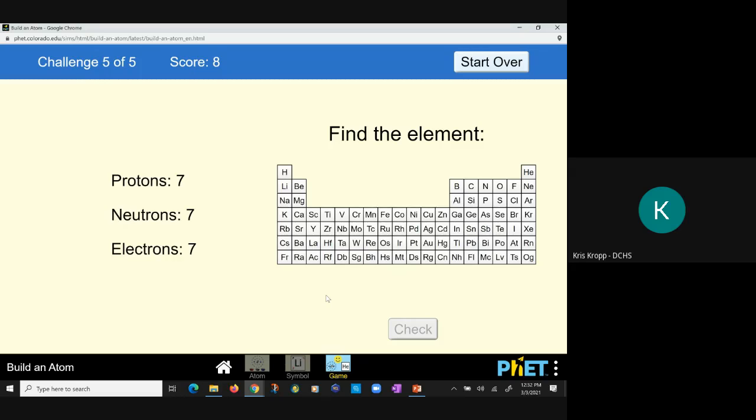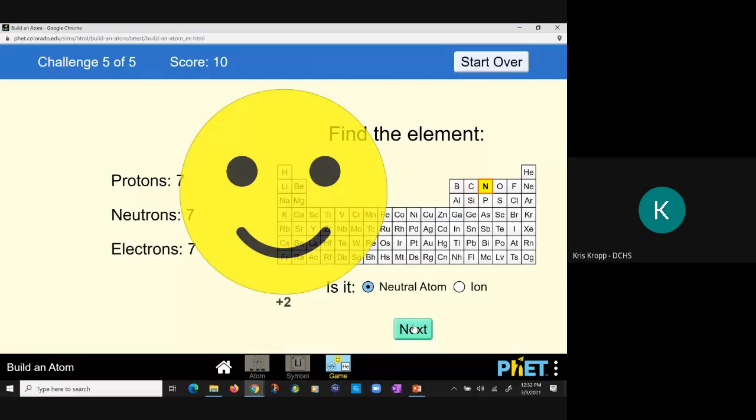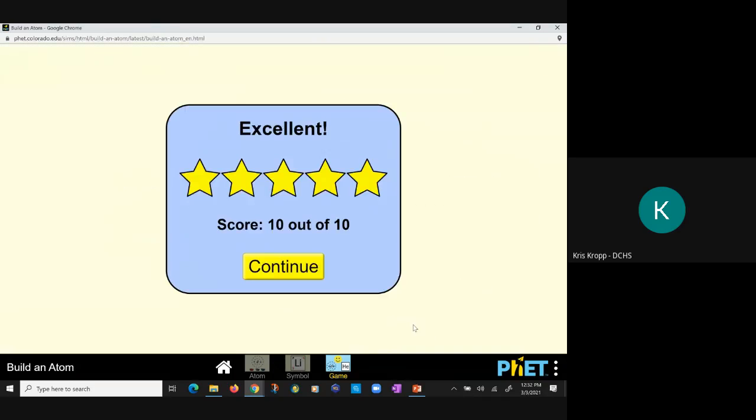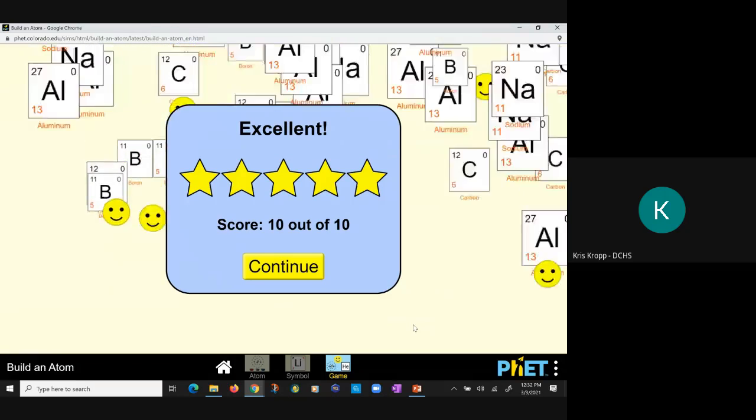What's the element? Olivia, Jacob, nitrogen. Okay, thank you, guys. And is this going to be an atom or an ion? Oh, look at that, man. I didn't even have the words out of my mouth, and Audrey is responding to my question. Nice work, girl. Good job. Yes, Jacob. Well done. Okay, look at this. Nice work, team.